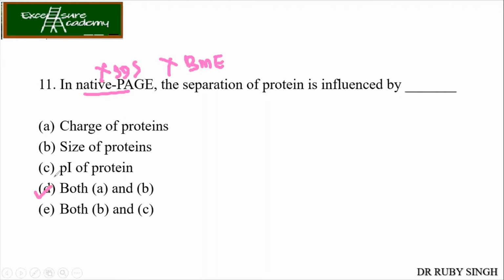Now, why? Because yes, in native PAGE, when we are not adding SDS and BME, the charge of the proteins is going to affect, and of course the size of the protein. So depending on these two, your native PAGE works. Now, native means that it is the original form of your protein. So the answer is both A and B. So it is influenced by the charge of the protein as well as the size of the proteins.